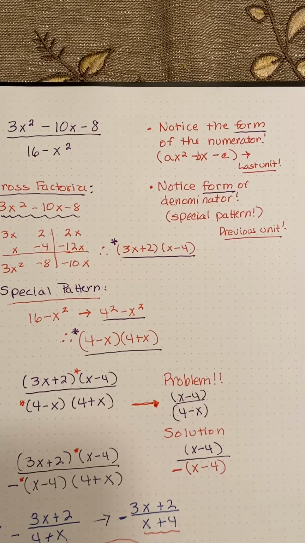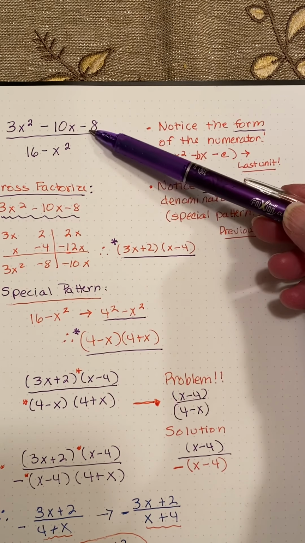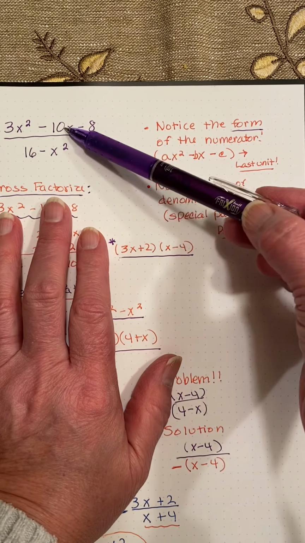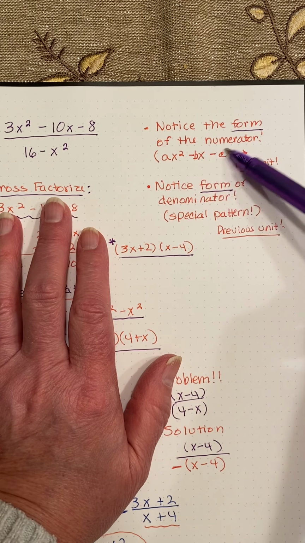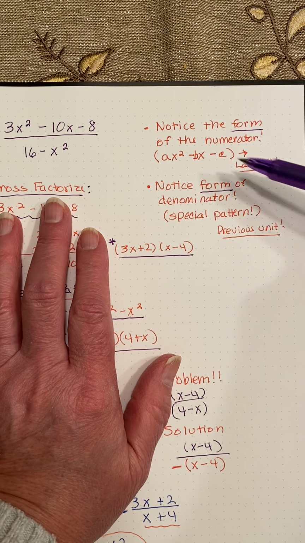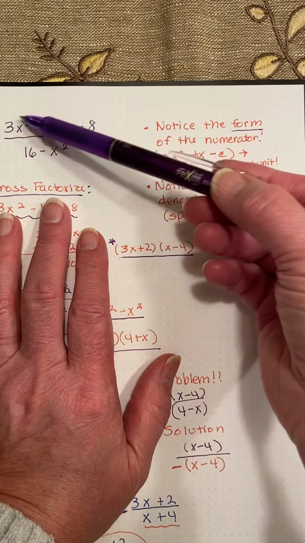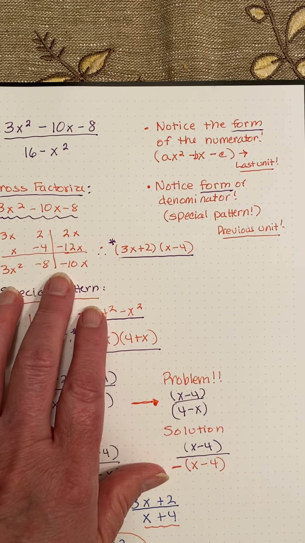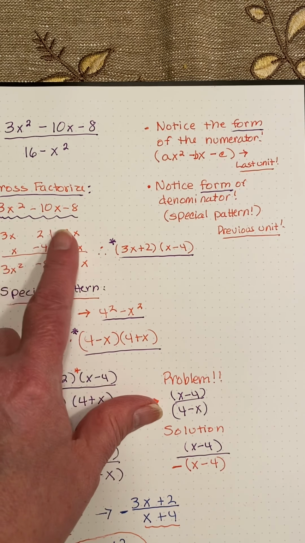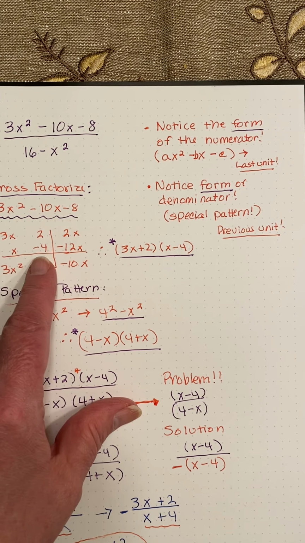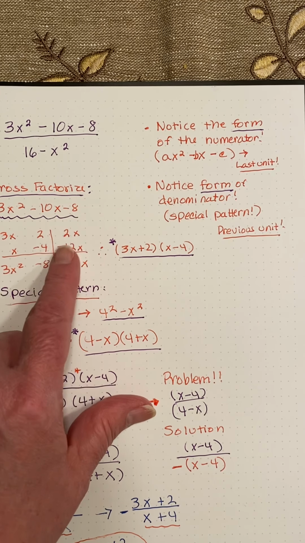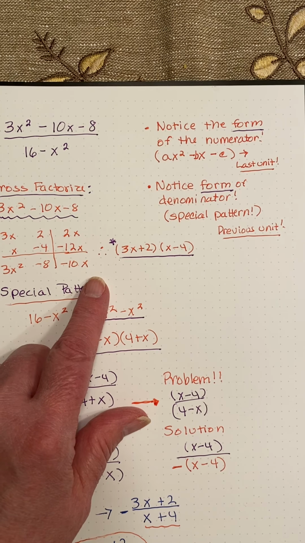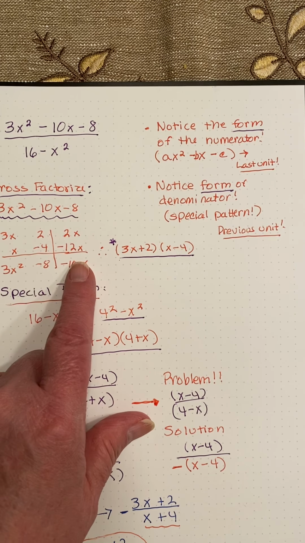Let's go on to B, where we have 3x squared minus 10x minus 8. Notice the form of the numerator: ax squared minus bx minus c. So it's like the last unit. What we need to do with the numerator is do the cross factorization. So I put it into the form: 2 times negative 4 is the negative 8, and 2x plus negative 12x equals negative 10x when I do the crosses.